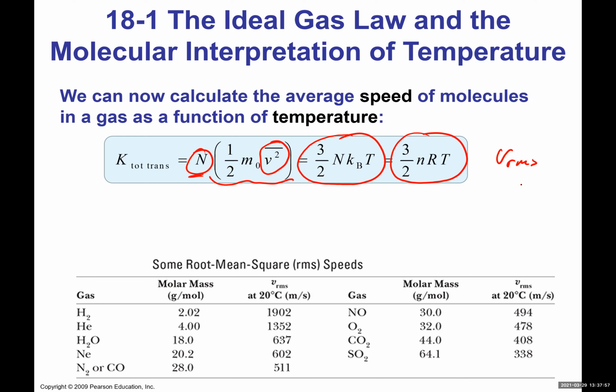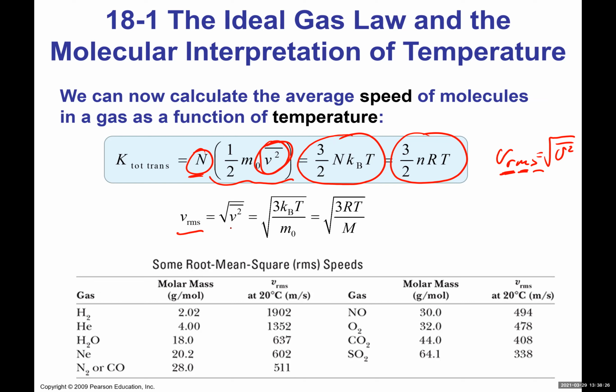And VRMS is something like this. So take this quantity, which is already the square of the means, right? Square of the means. And we take the square root of that. So VRMS is equal to the square root of V average squared. That's why it's the root of the mean squared. Because that is VRMS.